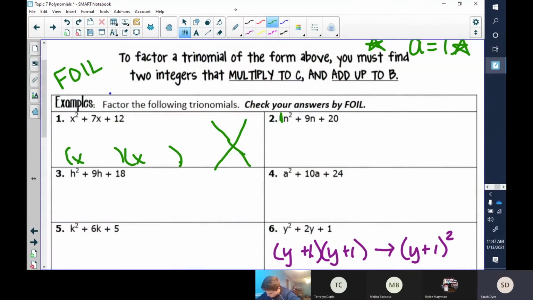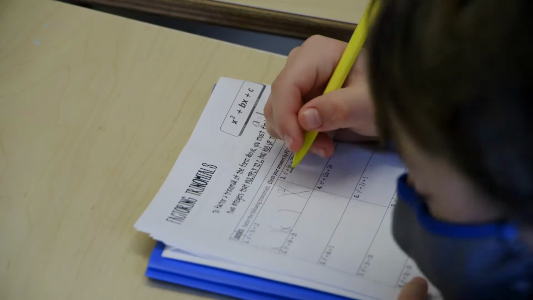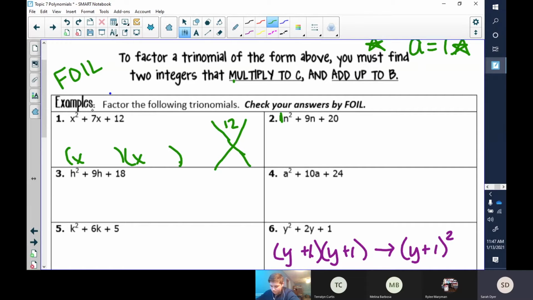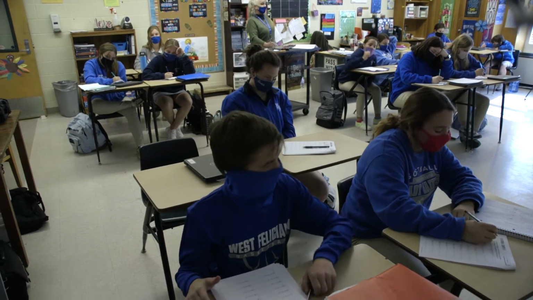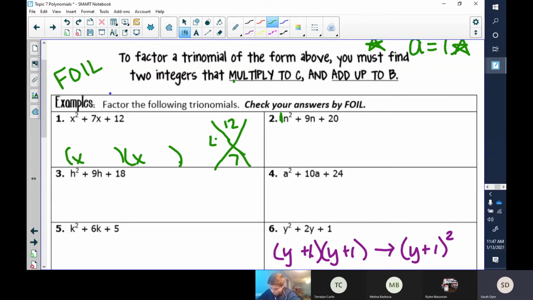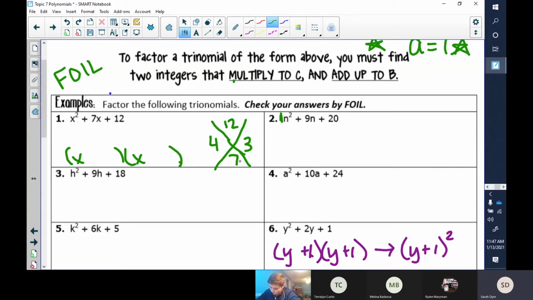And so it says I need 2 integers that multiply to c. What is c in this trinomial? 12. So I'm looking for 2 numbers that multiply to 12. And then I need 2 numbers that will add up to b. What is b in this trinomial? 7. Sir, you got it? Oh, yes, ma'am. Tell me. 4 and 3. 4 and 3. Can y'all figure out how I got those numbers? Because 4 times 3 is 12, and 4 plus 3 is 7.